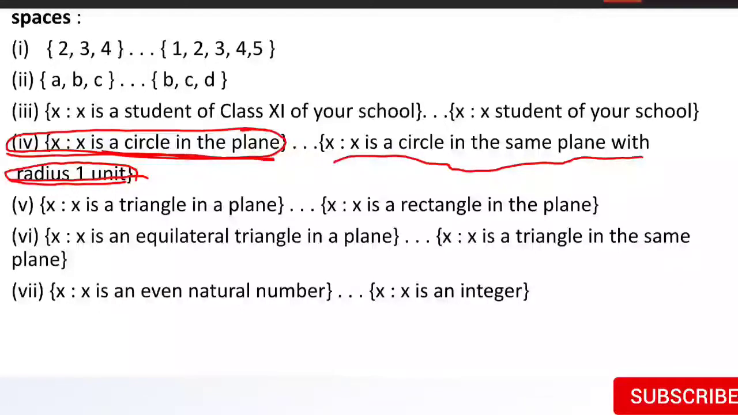In the first collection, it is taking all possible circles, and here the second is only the collection of circles with unit radius. That means it is not a subset.